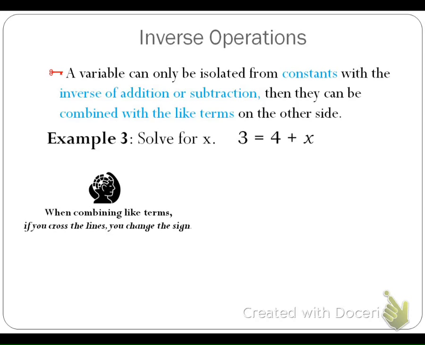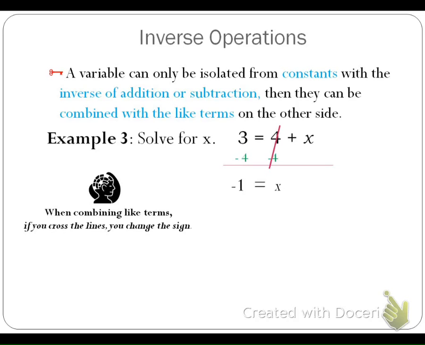When you're combining your like terms, in this case constants, if you cross the lines, aka the equal sign, then you change the sign. So the 4 is what we're trying to move to the other side of the equation. So we would have to subtract 4 from both sides of the equation. We had to change the sign because we crossed the lines. So then you draw your big fat line and combine. The positive 4 and the negative 4 created that zero pair. That was the whole point, to get our x isolated.